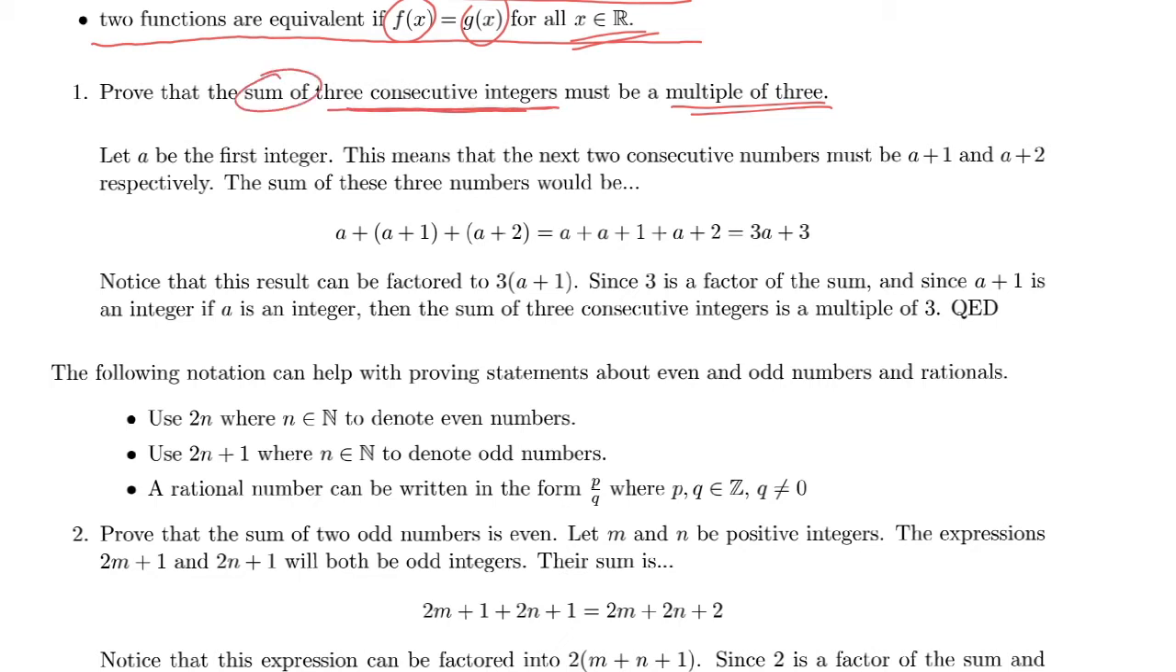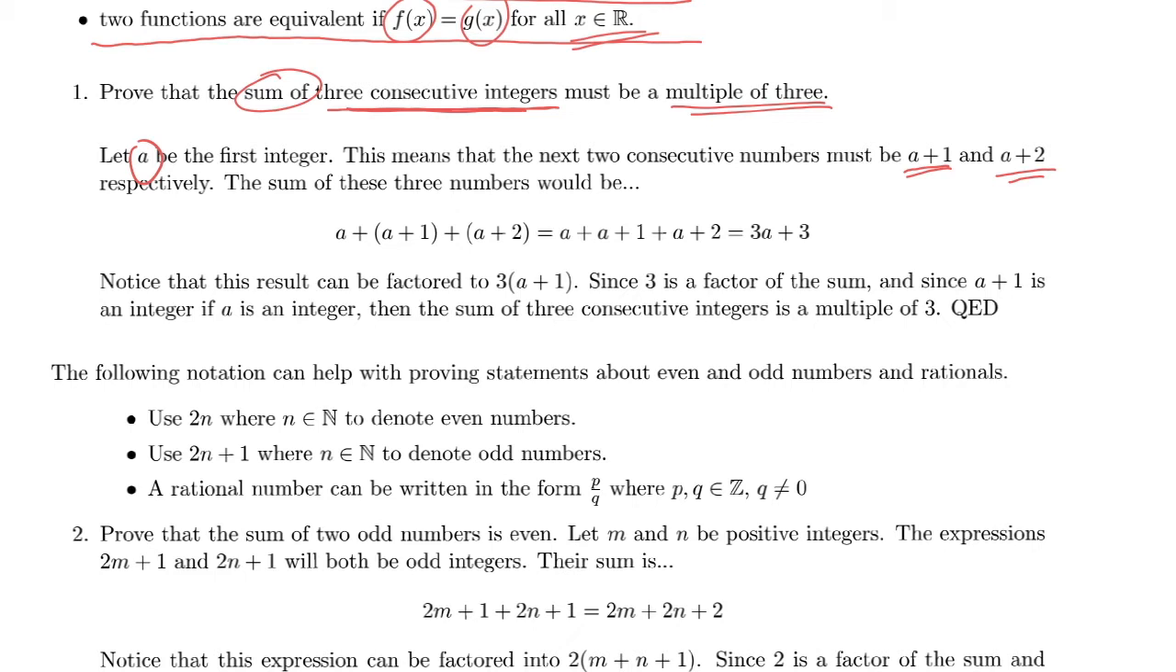So what I need is a general way of diving into this. I am going to let a be that first integer. And then my next 2 consecutive numbers are going to be a plus 1, and then a plus 2 would be the next one. I hope that makes sense. When I add 1 to an integer, I get the next integer. And when I add 2, I get the integer that's 2 down.